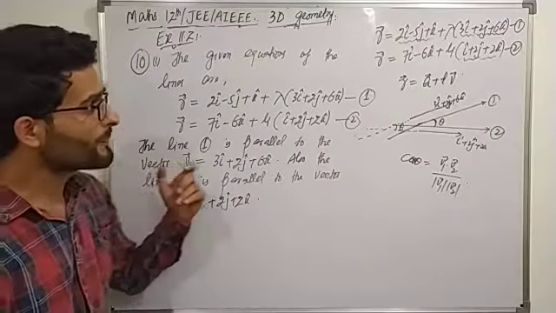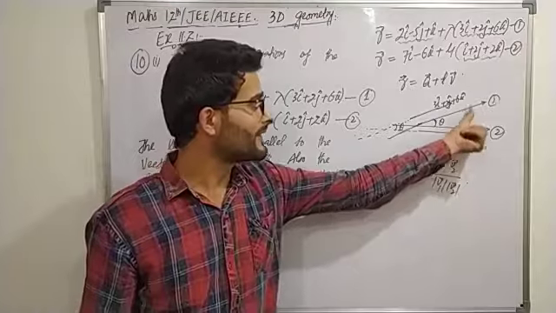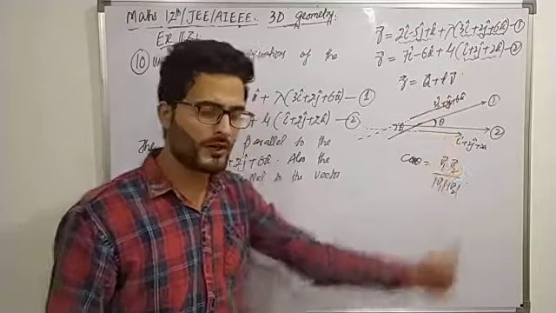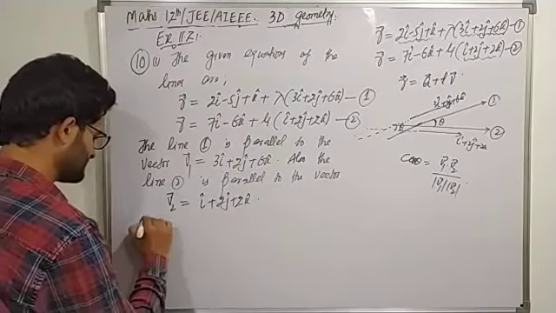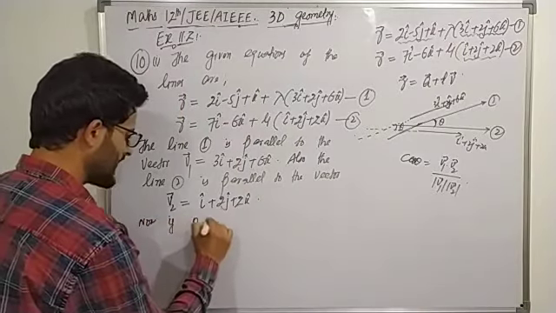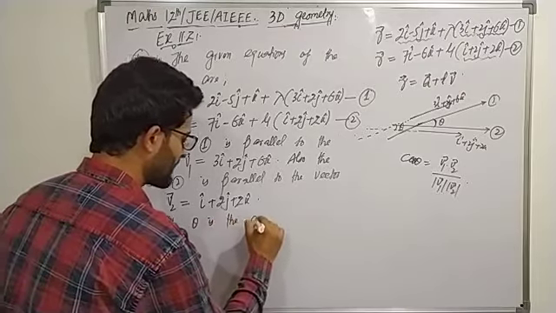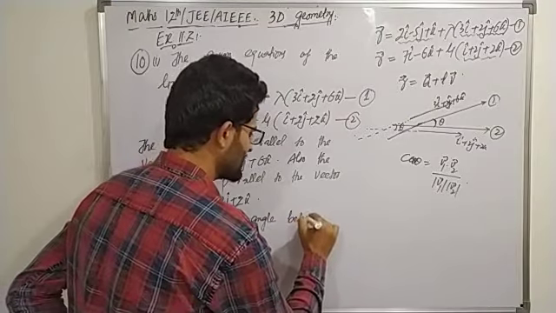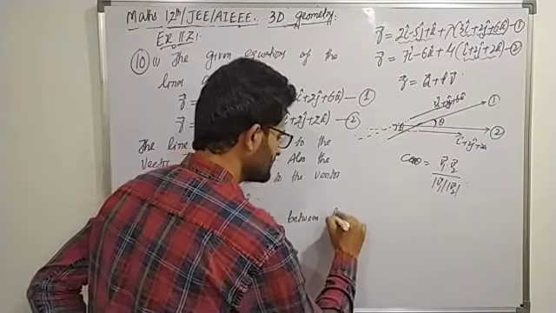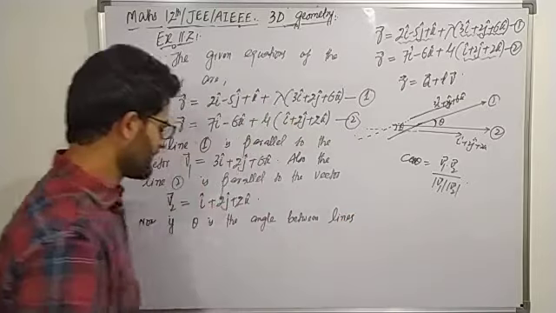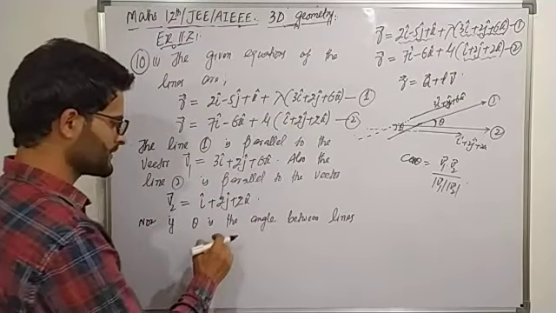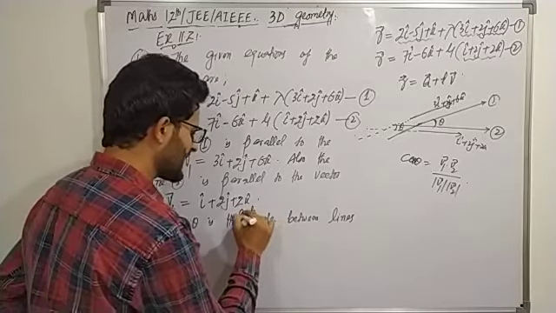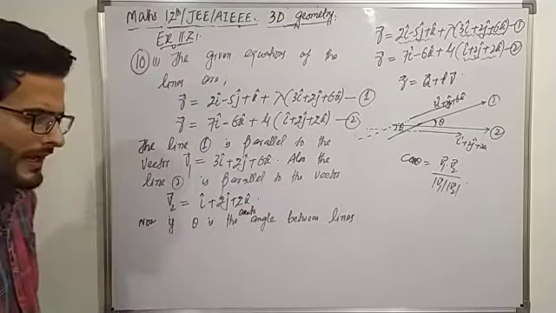Is that clear? Now if theta is the angle between line first and second, then obviously theta is the angle between the vectors v1 and v2. Now if theta is the angle between lines first and second, suppose theta is the acute angle, we will consider the angle between them to be acute, and we will then calculate that.